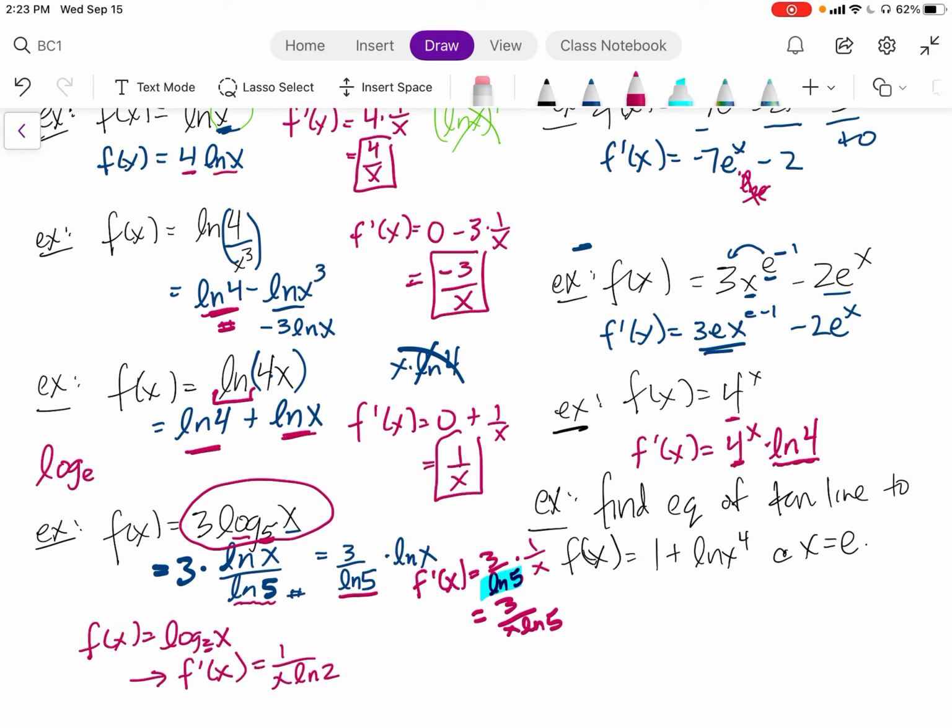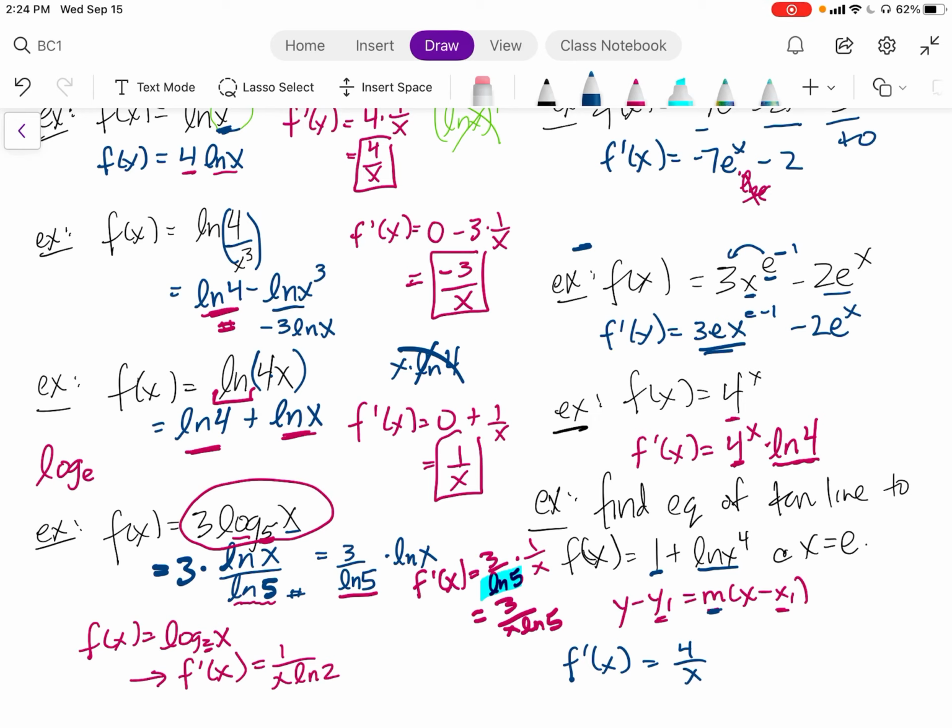An equation of any line, we need a point, x1 and y1, right? We need a point, and we need a slope. Remember, a fancy way of saying slope in calculus is derivative. So let's go back to f of x and find the derivative, because I need that for m. The derivative of 1 is 0. The derivative of ln x to the fourth is 4 over x, based on the rules above.